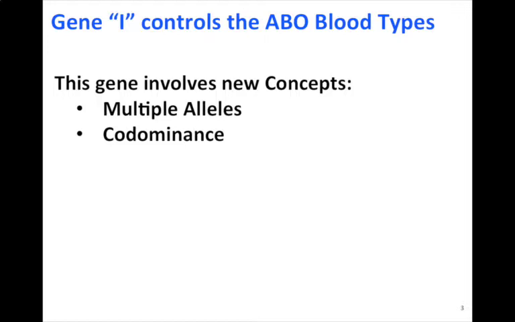So these four blood types are controlled by one gene that we abbreviate I. And this gene involves two new concepts. They're different from the other autosomal genes that we've already talked about because this gene has multiple alleles, more than two, and it also shows codominant alleles.